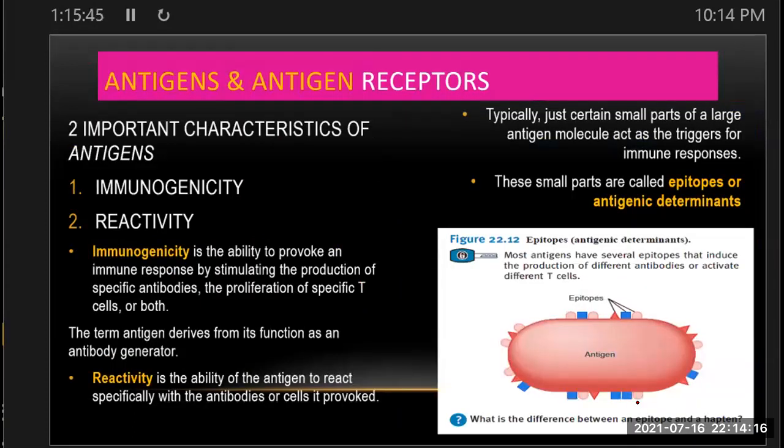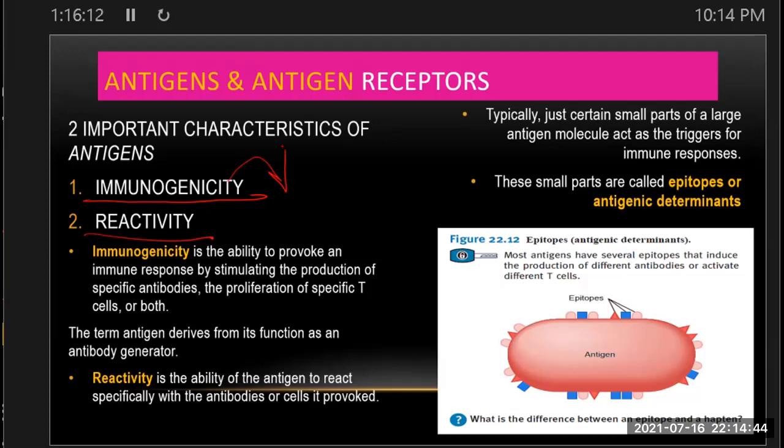Next, antigens and antigen receptors. Two important characteristics of antigens: immunogenicity and reactivity. What do you mean by immunogenicity? Really, that it can elicit an immune response, and the response is seen in the production or synthesis of antibodies. That's why all immunogens are antigens, but not all antigens are immunogens.